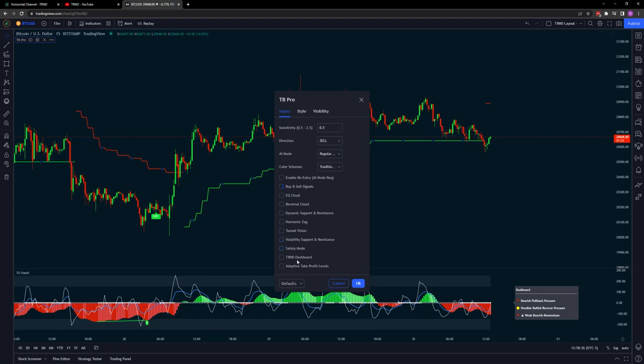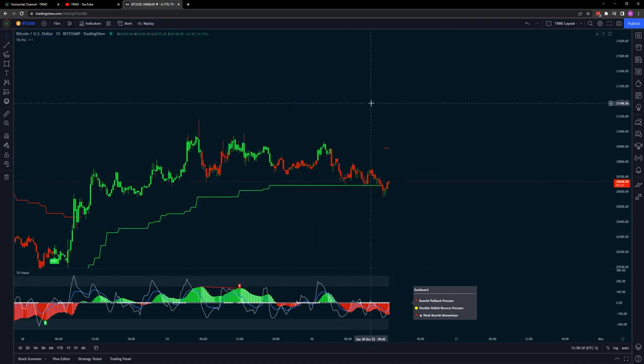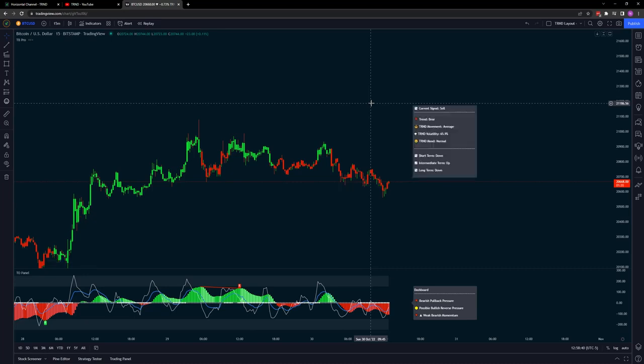Trend dashboard is going to help you visually have everything on a dashboard, and you can't move it, so the dashboard is stuck there. It's not a movable dashboard, but it's going to tell you the current signal, which is a sell signal, right? The overall trend, which is bearish. Trend movement, which is average. It can be overbought or oversold.